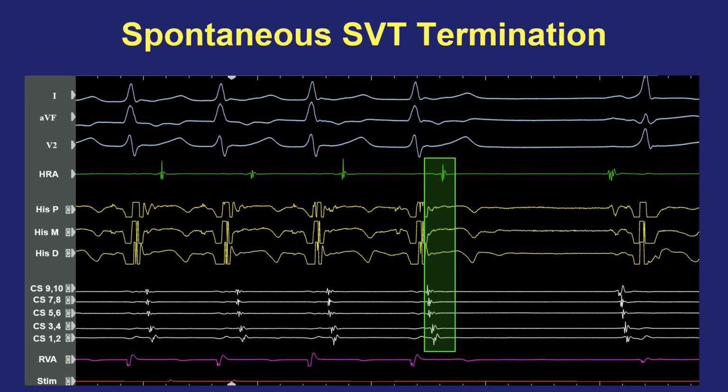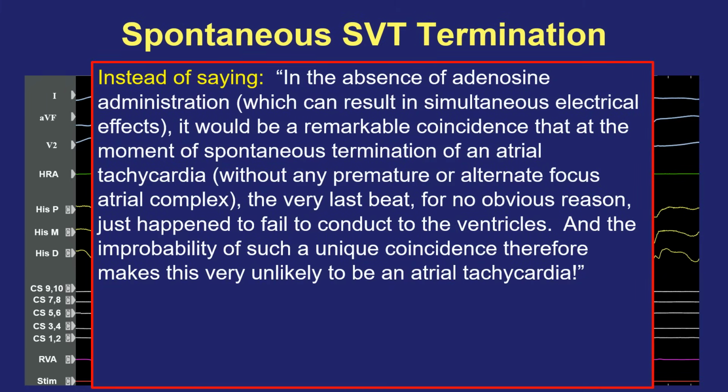Now, how would you explain this phenomenon in simple terms? And here's really what you'd have to say in order to explain why this observation of terminating with an A would not likely be an atrial tachycardia. You'd have to say, in the absence of adenosine administration, now remember, if you gave adenosine, you could have different effects on the heart at the same time, so you could actually terminate an ATAC and cause AV node block at the same time.